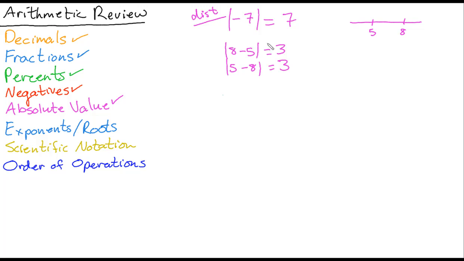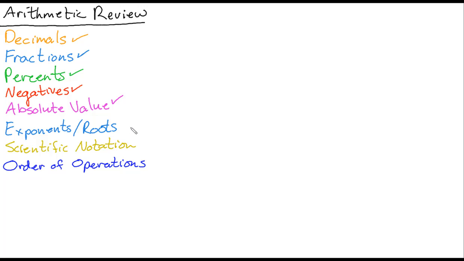Just changes everything to a positive number. Just says, hey, the distance between these two is 3, and we're not worried about the direction. And so that's when absolute value gets used. Okay, now on to exponents and roots.